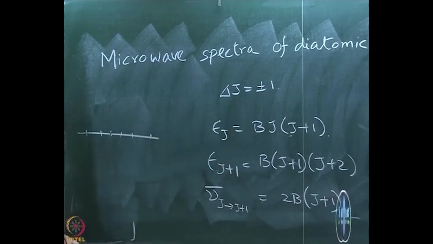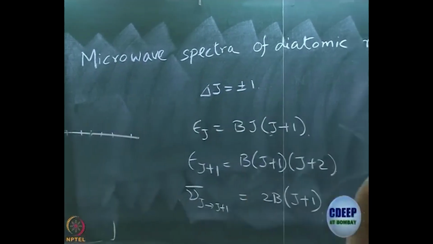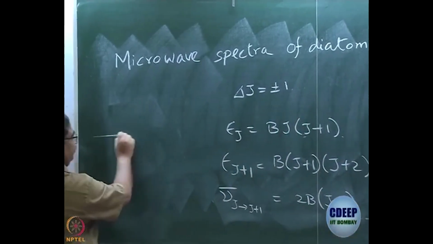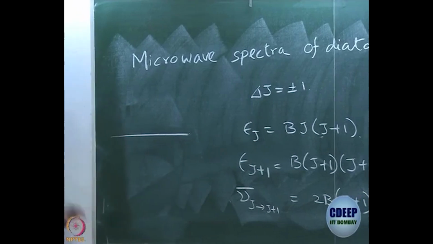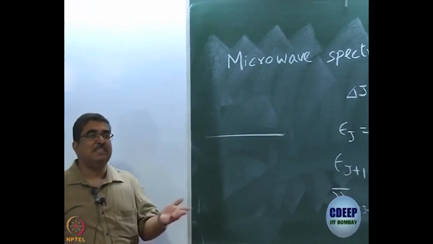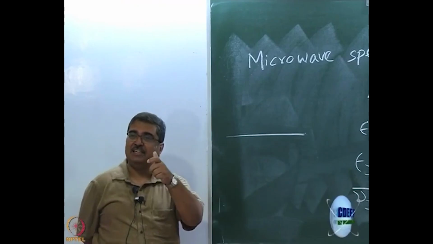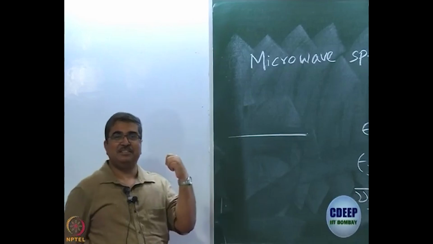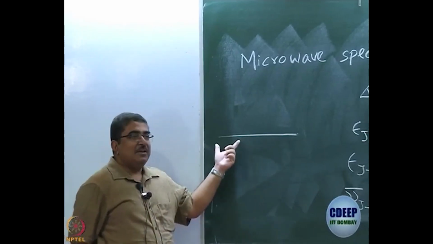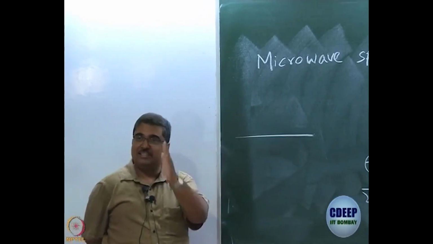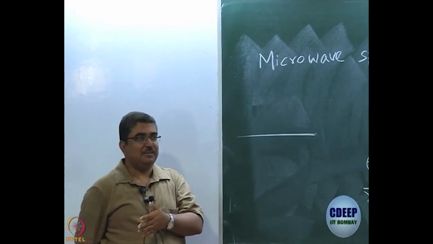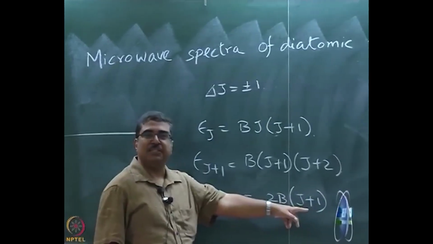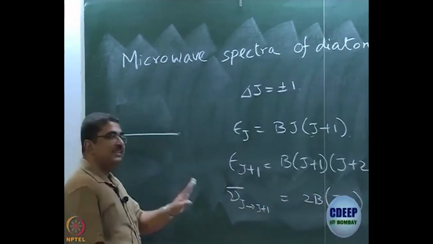Is that right? So, where do you expect the first line? Do you expect the first line at 0? It cannot be 0, because for a transition to take place, delta M is 0, delta J is what matters. If a line occurs at 0, that means there is no transition. So, put J equal to 0, the smallest value anyway. The first line occurs at 2B.